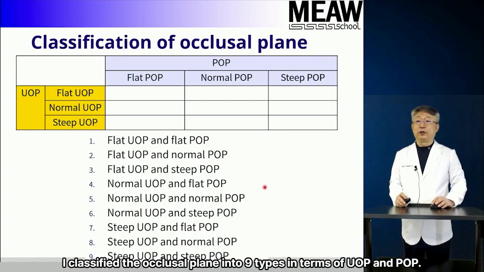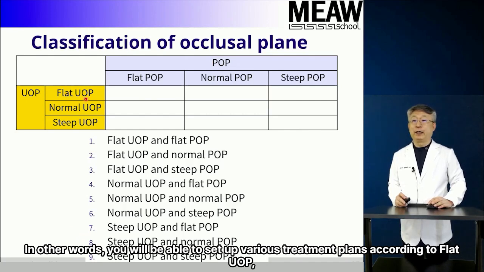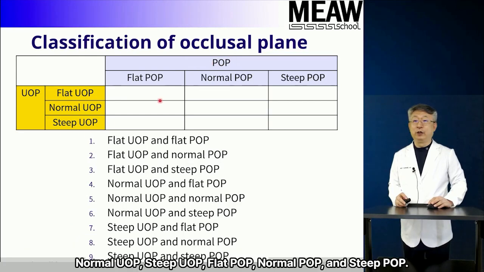I classified the occlusal plane into 9 types in terms of UOP and POP. In other words, you will be able to set up various treatment plans according to flat UOP, normal UOP, steep UOP, flat POP, normal POP, and steep POP.